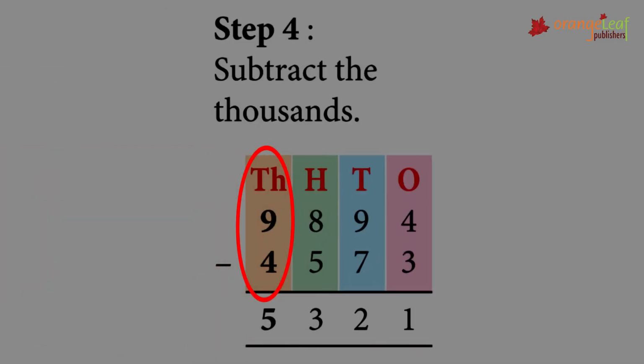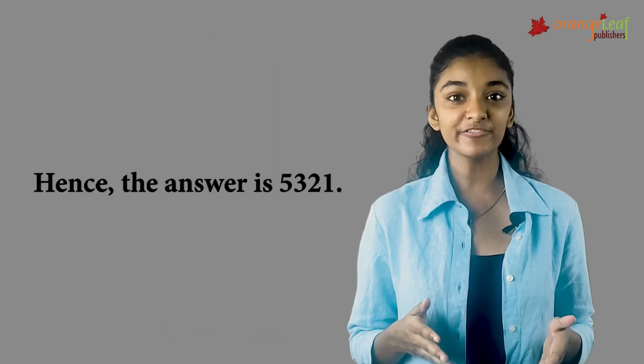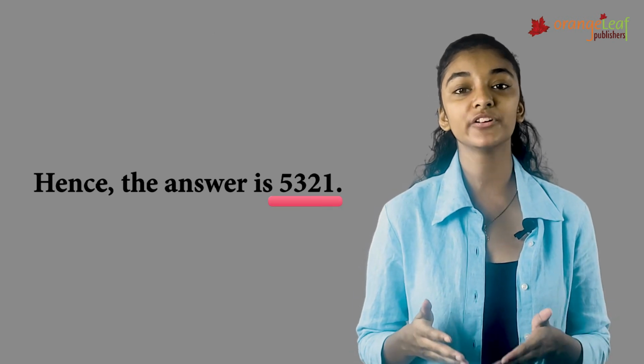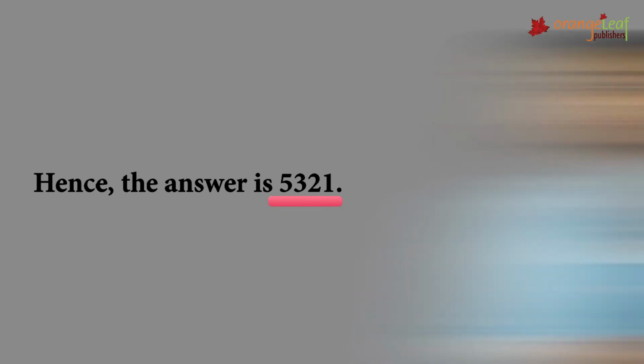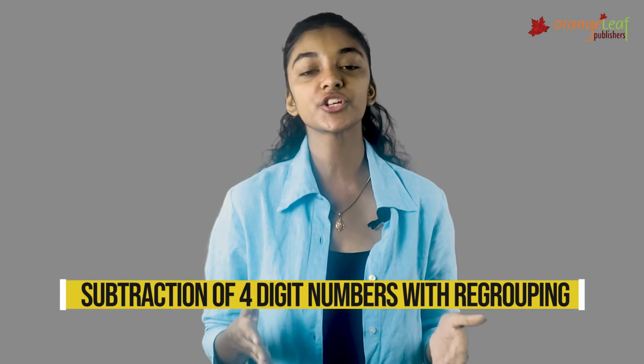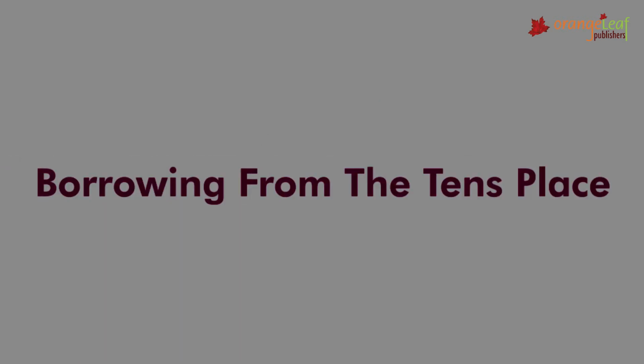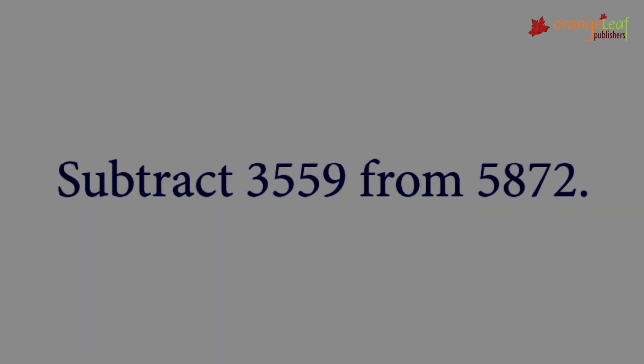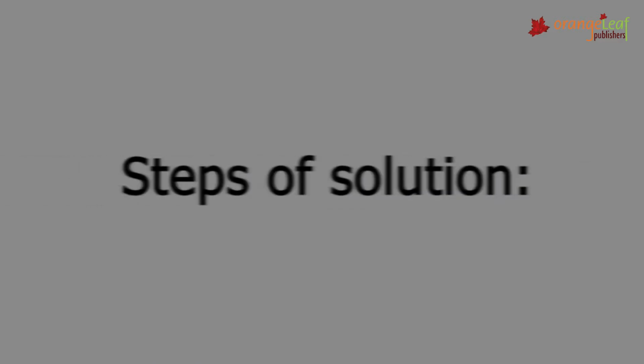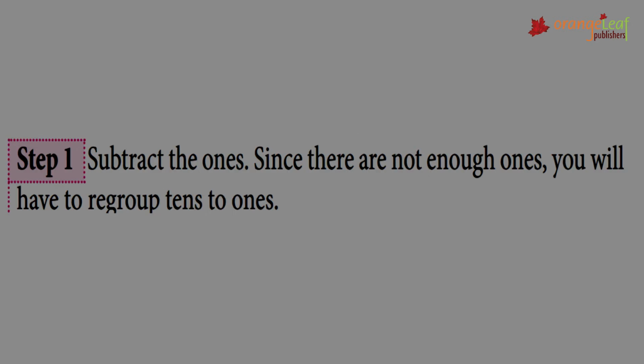Step 4. Subtract the thousands. That is, 9 minus 4 is equal to 5. Therefore, 5,321 is your answer. Subtraction of 4-digit numbers with regrouping. Subtraction by borrowing from the tens place. Subtract 3,559 from 5,872. Steps of solution. Step 1.